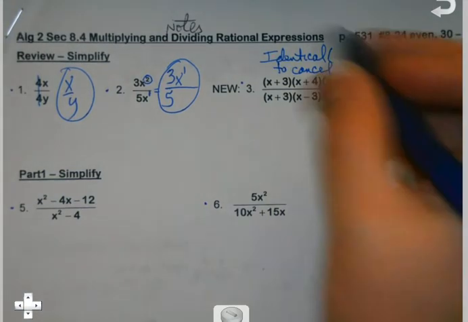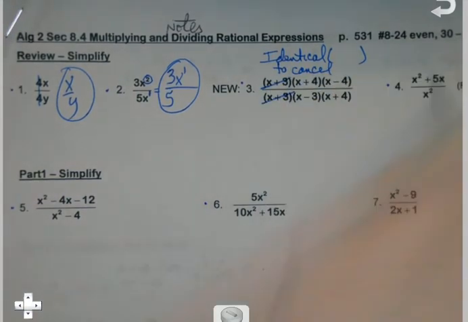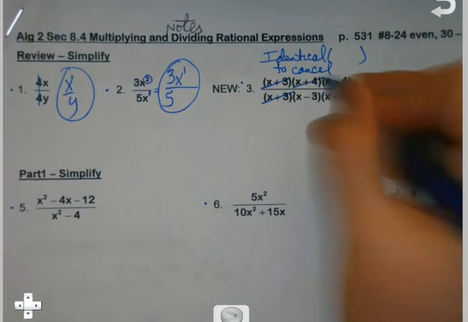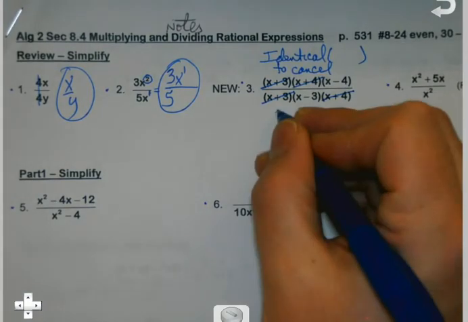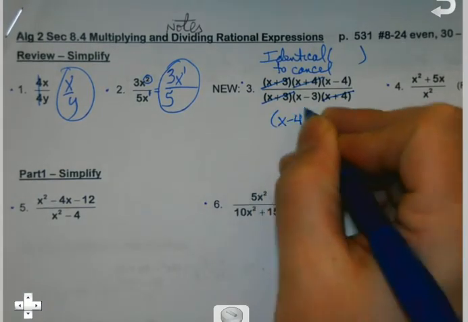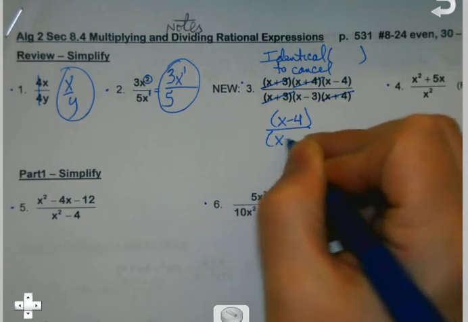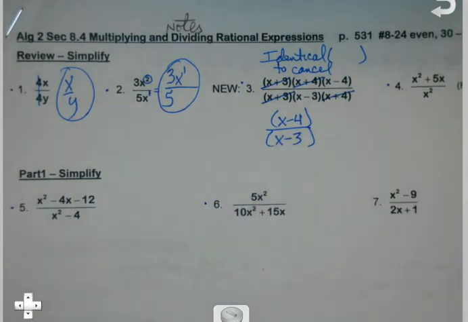So for instance, I can cancel those x plus 3's. They're identical. I can cancel the x plus 4's. They're identical. Here's what I can't do. Let me rewrite what we have left. And again, this is why I'm a proponent of keeping parentheses around. You cannot cancel those x's out.